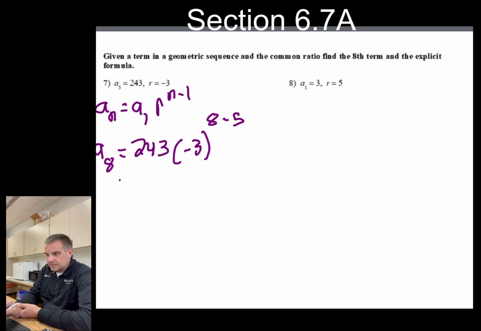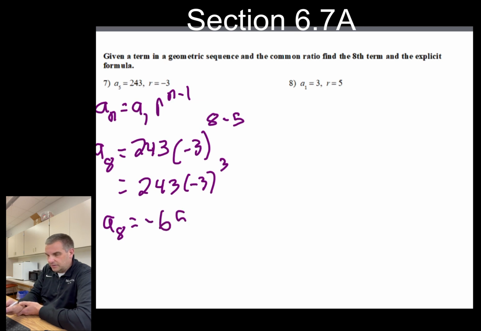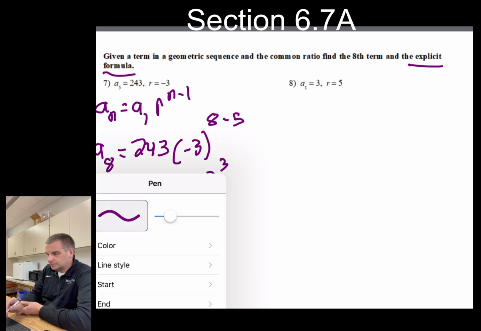Okay, so that's going to give us 243 times -3 to the 3rd. -3 raised to the 3rd is -27 times 243. And you're getting some big numbers in here, but the 8th term is going to equal -6,561.